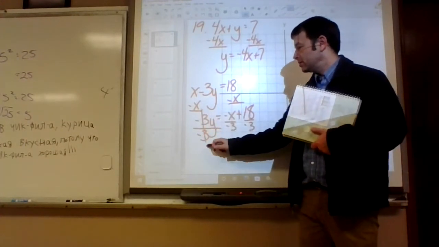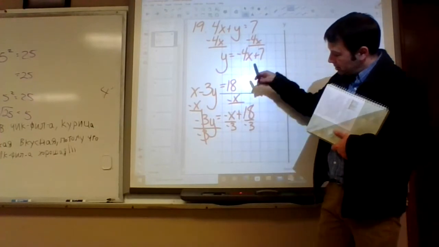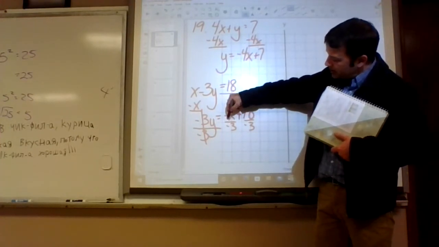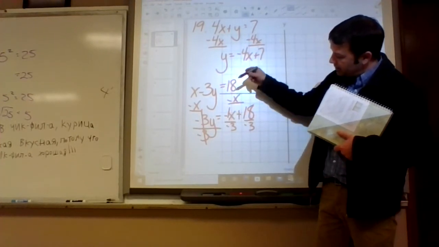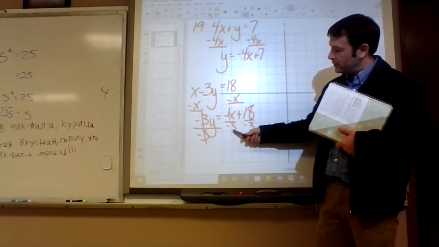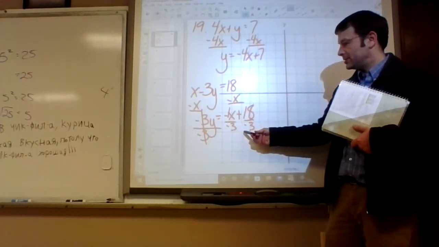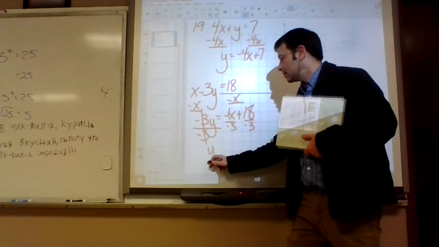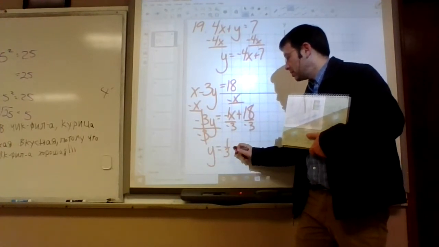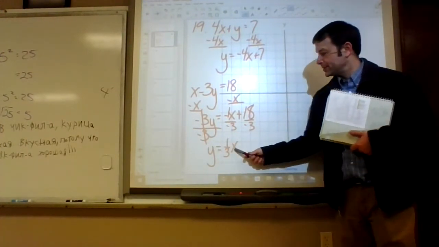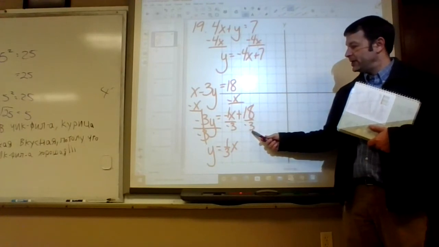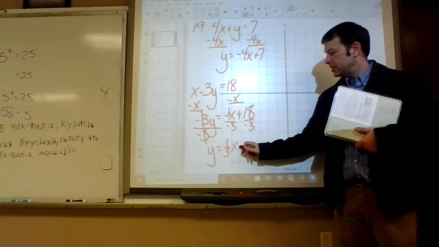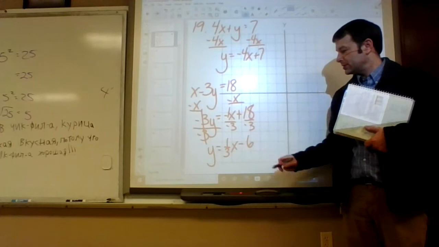And so that would make it 3x. Remember there's an invisible 1 right there. So what's negative 1 over negative 3? Positive 1/3. Positive 1/3 x. 18 divided by negative 3 is negative 6.